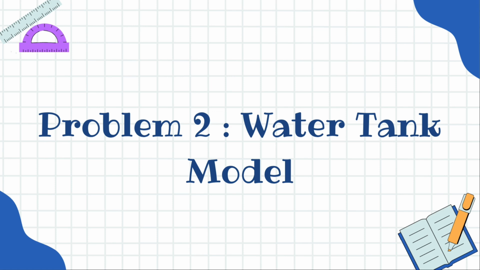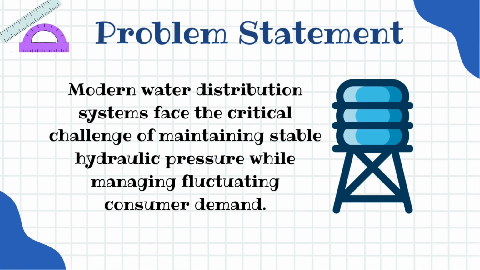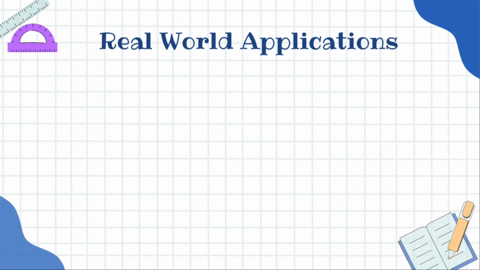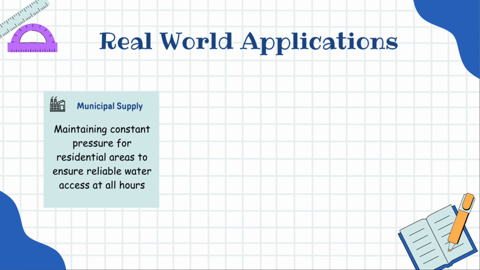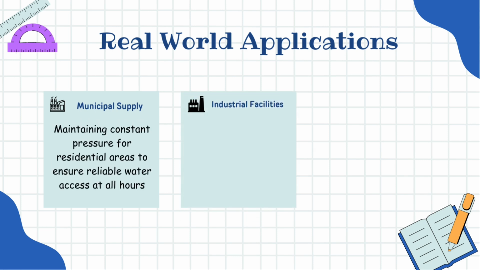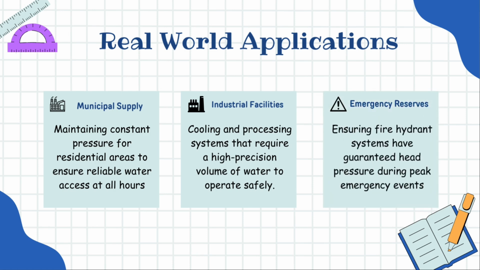The problem statement is: modern water distribution systems face the critical challenge of maintaining stable hydraulic pressure while managing fluctuating consumer demand. Next, we will go to real-world applications. In municipal supply, maintaining constant pressure for residential areas ensures reliable water access at all hours. For industrial facilities, the cooling and processing systems require high precision and volume of water to operate safely. And lastly, in emergency reserves, fire hydrant systems have guaranteed head pressure during peak emergency events.